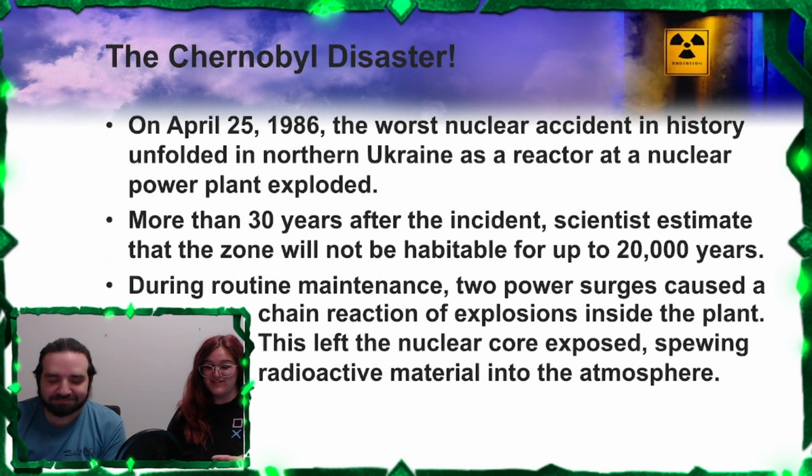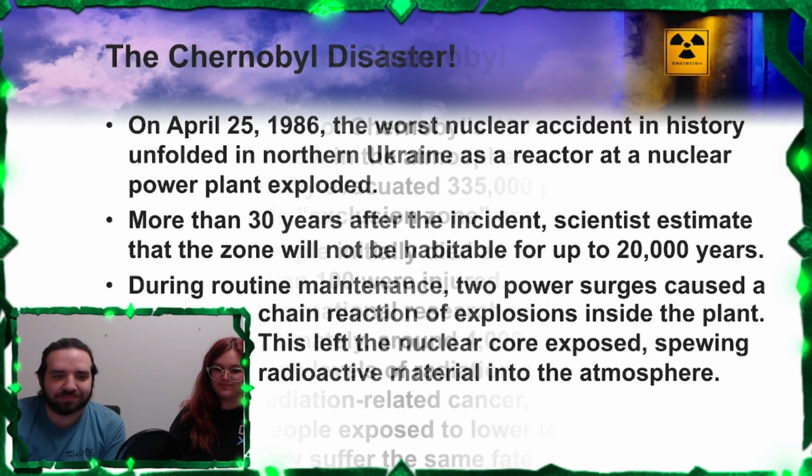You guys know this one. This is the Chernobyl disaster. On April 26th, 1986, the worst nuclear accident in history unfolded in northern Ukraine as a reactor at a nuclear power plant exploded. More than 30 years after that incident, scientists estimate the zone will still not be habitable for up to 20,000 years. During routine maintenance, two power surges caused the chain reaction of explosions inside the plant, which left the nuclear core exposed, just spewing radioactive material into the atmosphere.